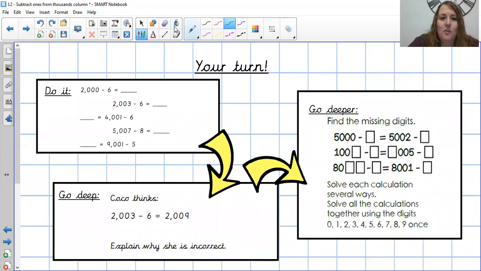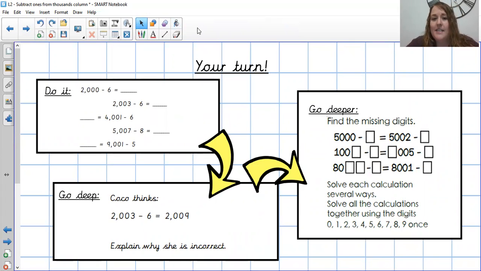Okay, your task today then, you're going to have 5 do-it questions, very similarly to the ones that we did on the do-it a few pages ago. I would again really recommend to draw out your number line for these and make sure that you are counting back each one if you need, or doing those larger jumps if you can. You then have a go deep Coco problem. Might be similar to Emmett's, but again, you need to explain why she is wrong.